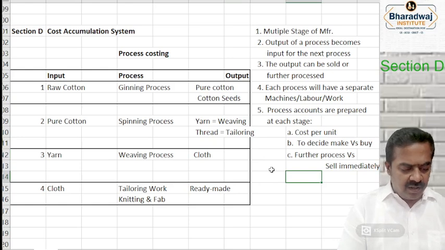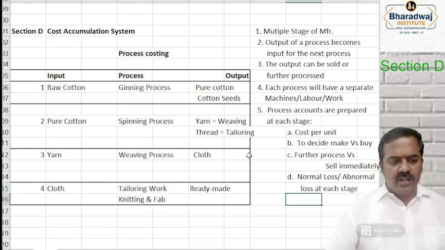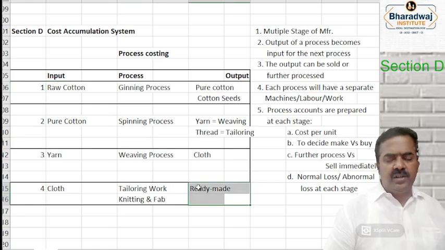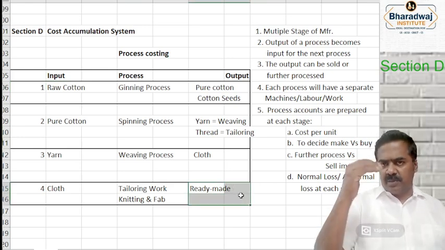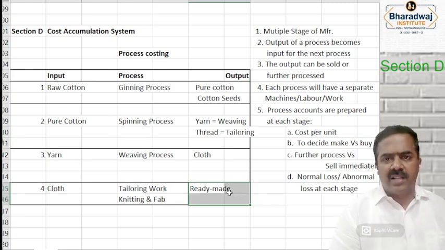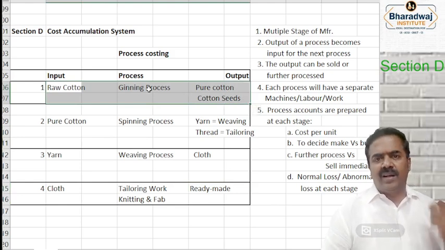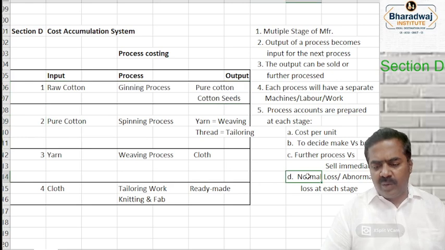And most importantly, we want to find out what is a normal loss or what is abnormal loss. For example, we get about 5 tons of raw cotton. The output weight is only 2 tons. Input is 5 tons, output weight is 2 tons. There is a processing loss. Where that loss happened, we need a separate process account to find out where the loss happens. And I would like to identify if there is any abnormal loss.